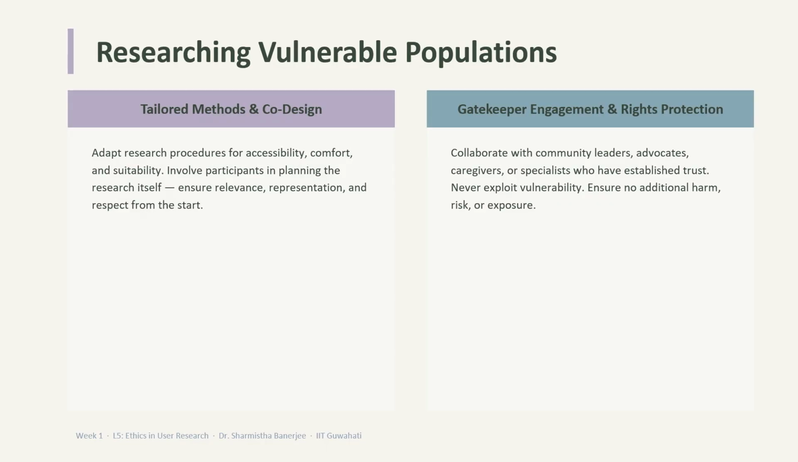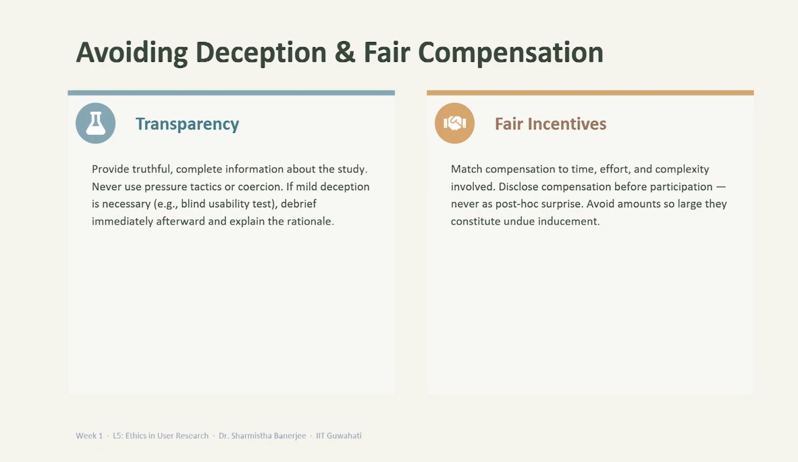Then comes gatekeeper engagement and rights protection. Collaborate with community leaders, advocates, caregivers, or specialists who have established trust with this particular community. Never exploit the vulnerability of a community. Ensure no additional harm, risk, or exposure is presented to your participants. Next, avoiding deception and fair compensation. Always have transparency and give fair incentives.